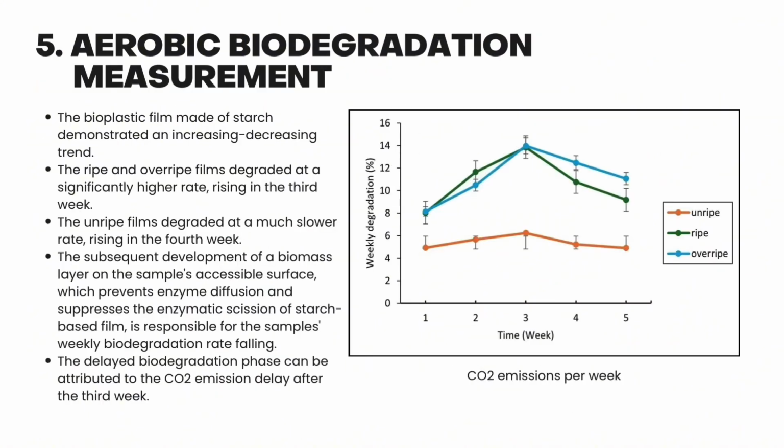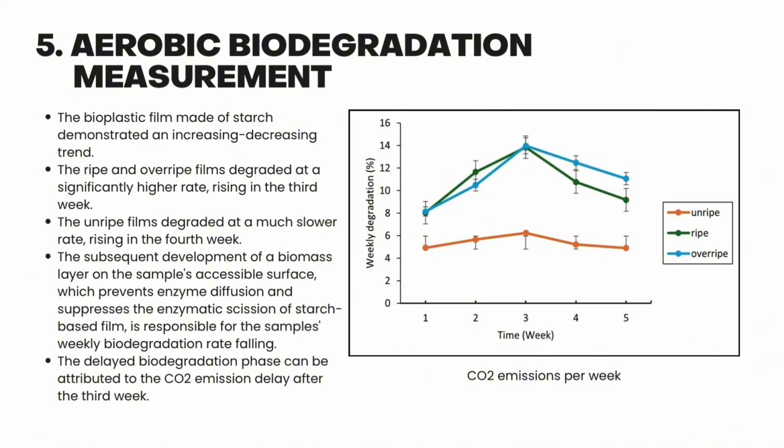Moving on to the aerobic biodegradation measurements, we observed some interesting trends regarding the degradation of the bioplastic films made from banana peel starch. Initially, the biodegradation of the bioplastic films followed an increasing trend. This means that the rate of biodegradation grows in the early weeks but began to slow down in the later stages. For the ripe and overripe films, we noticed a significant increase in degradation rates by the third week. These films, which have higher sugar content, broke down faster due to easier availability of nutrients for microbial activity.